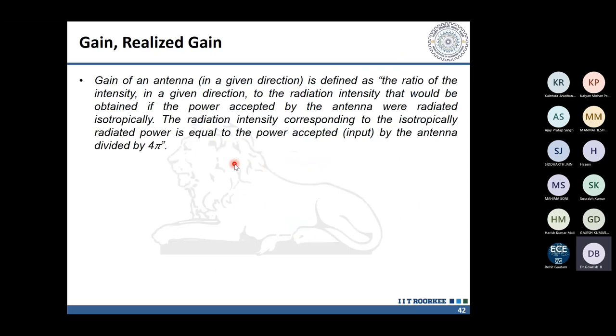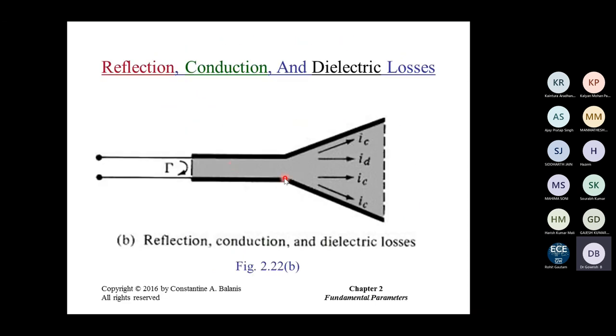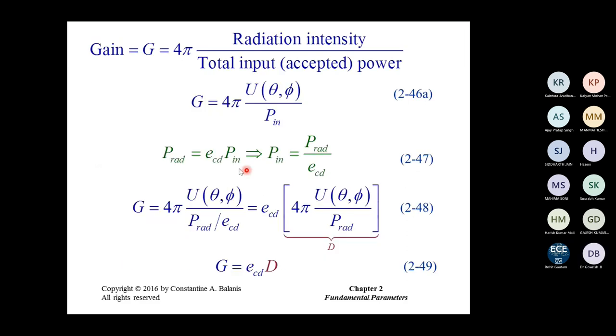So this diagram should come to your mind. If this diagram is there in your mind, it becomes very simple. We have radiated power as ECD times input power. So if you plug in the values for input power, P radiated by ECD, you get ECD times 4 pi U by P radiated. This is nothing but your directivity. So you can relate gain to directivity through radiation efficiency. This is a very important relationship. The gain is related to directivity through ECD.